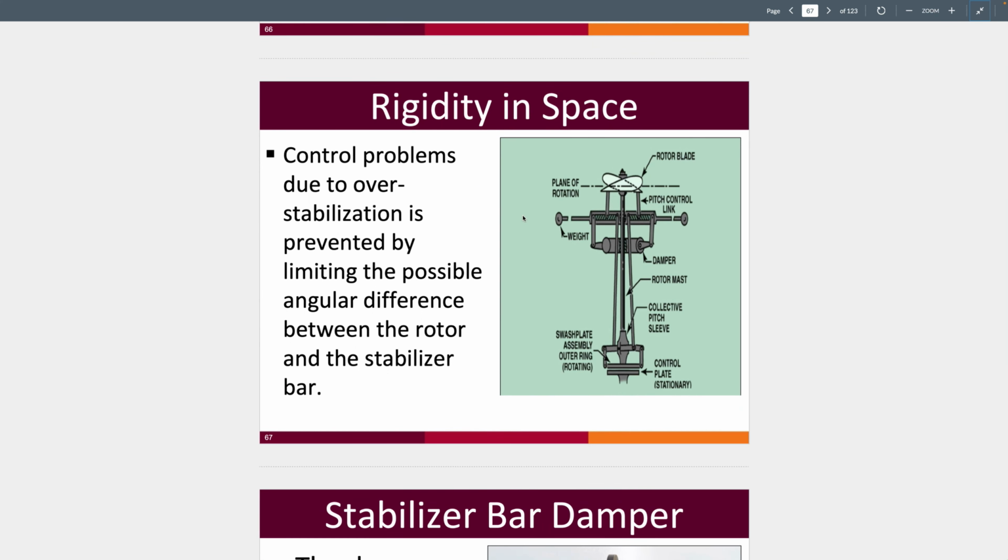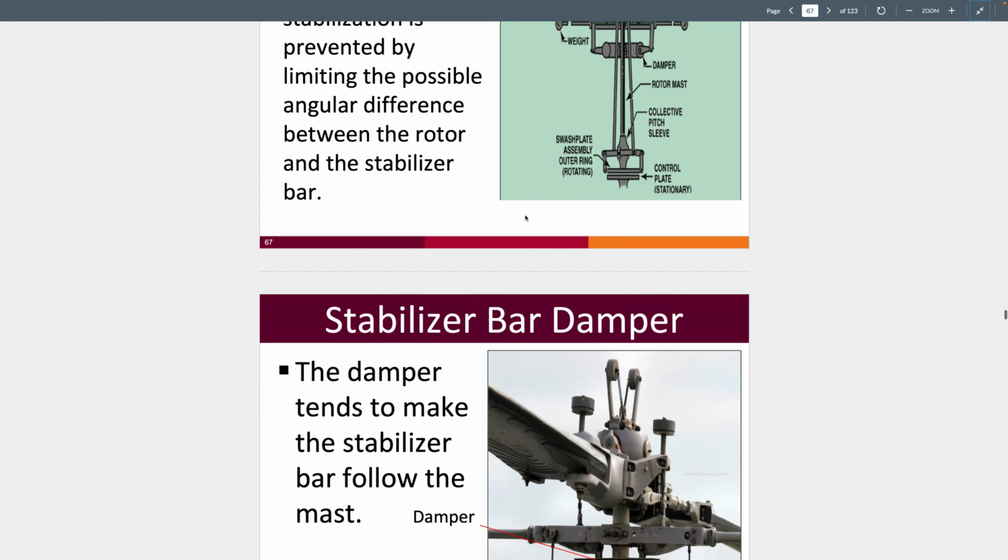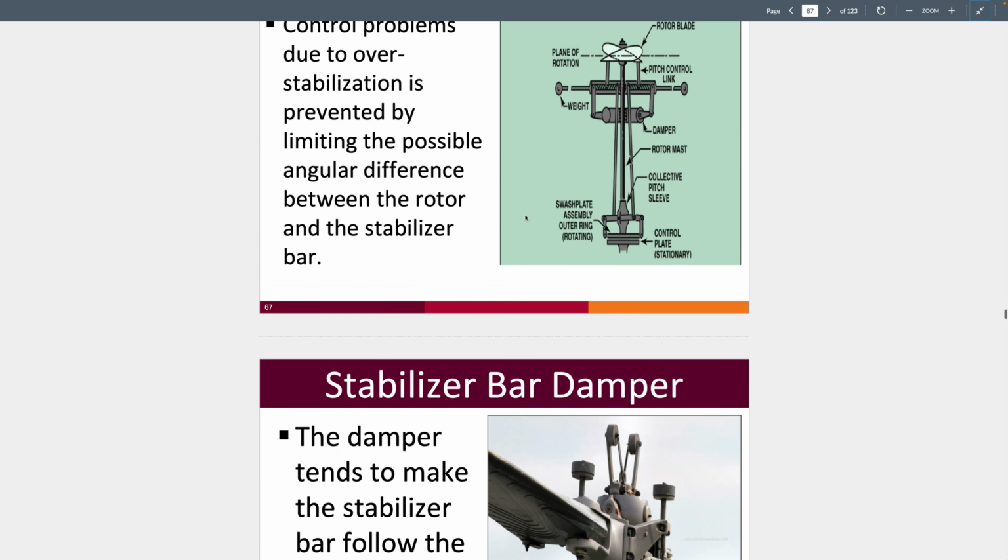Some control problems due to overstabilization are prevented by limiting the possible angular difference between the rotor and the stabilizer bar. We also have a damper. Just because we have a stabilizer bar, which is used to offset any accidental inputs by the pilot, we also have the other end where it becomes oversensitive and really prevents the helicopter from being able to be controlled.